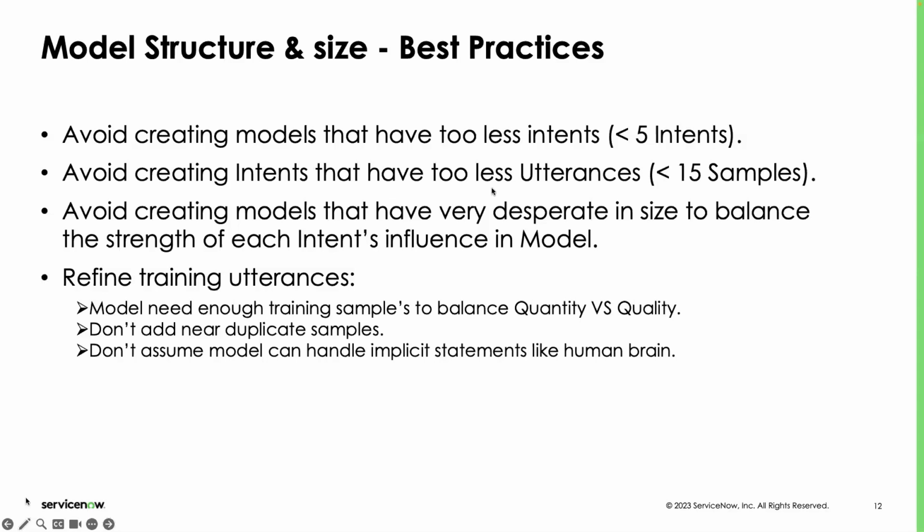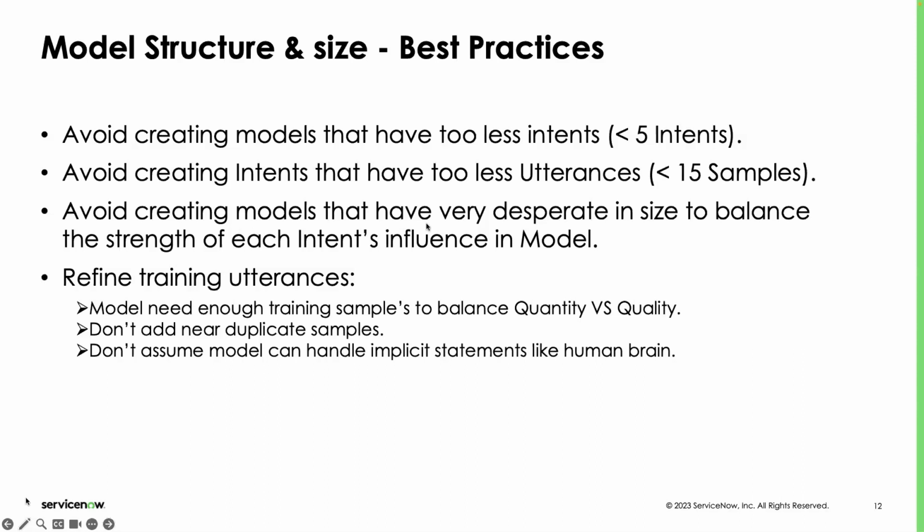Avoid creating intents that have too few utterances, less than 15. So at least you need to provide a minimum level of samples to train your model, so that your model can start predicting a good amount of scenarios.